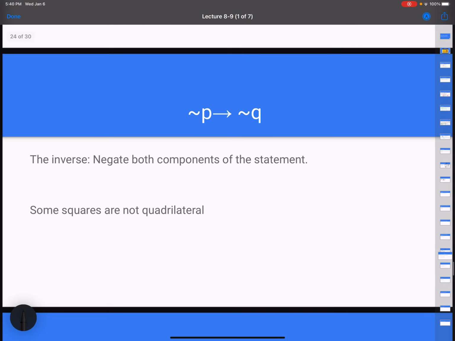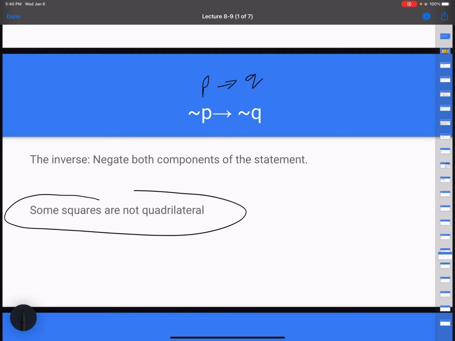Next, we have the inverse. The inverse is when you negate both the components of the statement. So we originally had P implies Q, now we have not P implies not Q. So not P, instead of all squares, we have some squares are not quadrilaterals. And we see once again that this is not true. Some squares are not quadrilaterals, well, all squares are quadrilaterals. So the inverse also can be false.